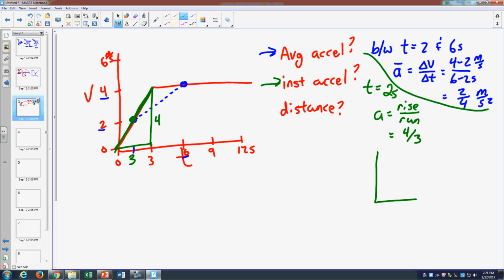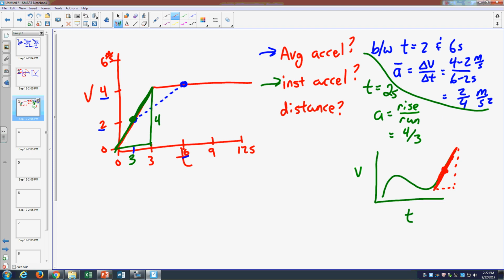Sometimes I might give you a v versus t graph that's curved, and I might ask you for the acceleration at a particular point, say right here. It's not a straight line, but you can sort of fit a line at that point, and then you would find the slope of that line.